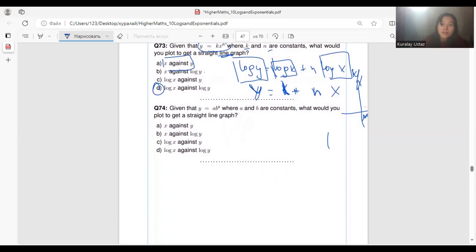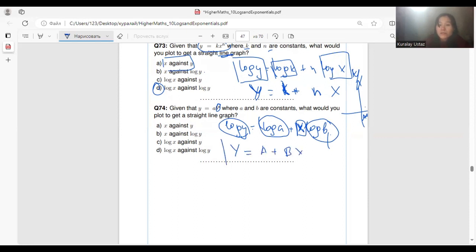Next question. This one is an exponential function, as you can see. So also let's take a logarithm for both sides. This will be logarithm a plus x logarithm b. x is given, so that's not logarithm, that's x. This one is constant, this one is constant, and this one let's write as capital Y. So this is a plus bx, which is also the equation of a line graph.